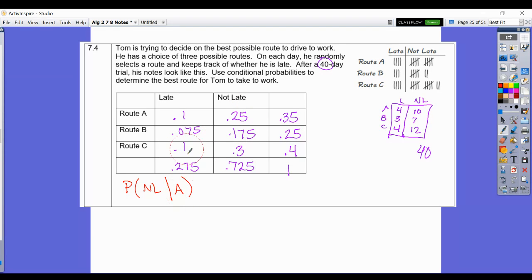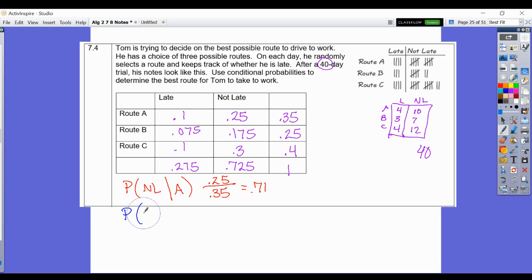Anyway, given that you're on route A means you're looking at this row. So you look at the second item, total across there is 0.35, so that's the bottom. And what's the probability that you're not late on that one? 0.25 divided by 0.35, which is 0.71. So 71% of the time you're not late. That's not too bad. Let's ask another question here.